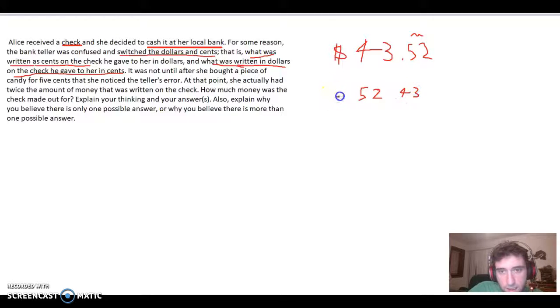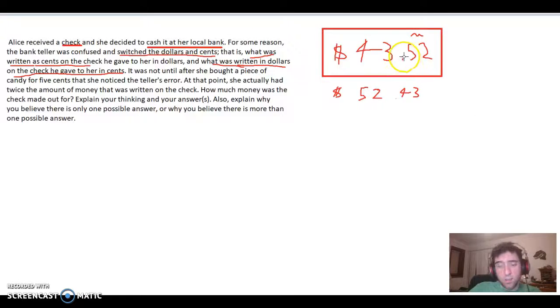Okay, so as far as I'm understanding it, we don't know that $43.52 was how much was on the original check. But if it was, for instance, then the bank teller switched the numbers and accidentally gave her $52.43. Okay, so I think I understand what's going on. Let's keep reading. It was not until after she bought a piece of candy for 5 cents. I'm not exactly sure how that's going to be relevant yet, but I'll just write that $0.05, that 5 cents, down, and maybe we'll refer to it later.